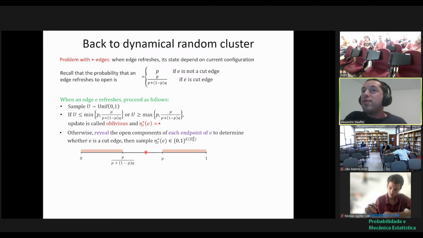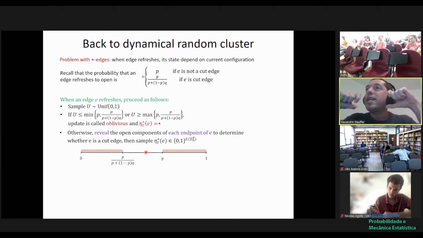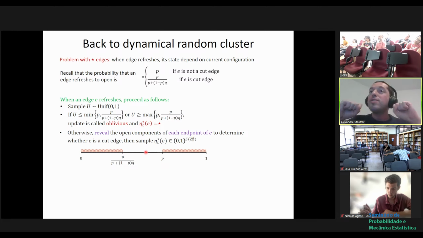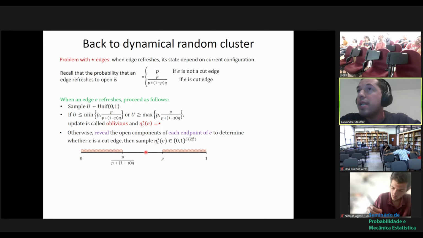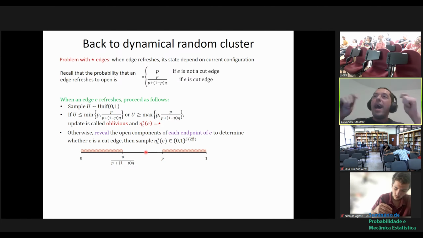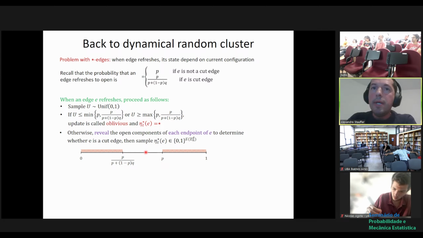So what I will have to do is go to the endpoints of the edge e that's refreshing and start exploring the cluster from each of these endpoints to determine whether the edge is a cut edge or not, to decide whether it's open or closed. And this means I may reveal edges that before I had marked as star. So that's the dynamic that we're doing now.